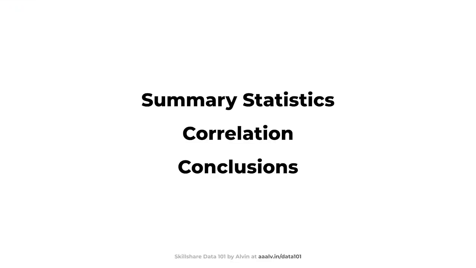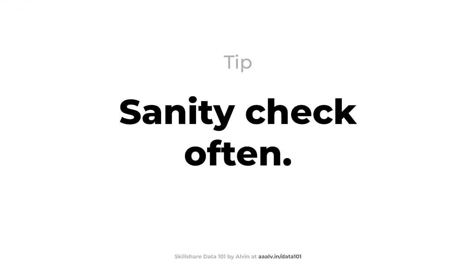These are the concepts that we've covered in this lesson. And here's a tip that we've mentioned several times in this lesson. Sanity check often. Common mistakes include improper filtering, typos in your column names, or even unclear column names. Sanity checks help you identify, isolate, and address these mistakes quickly.